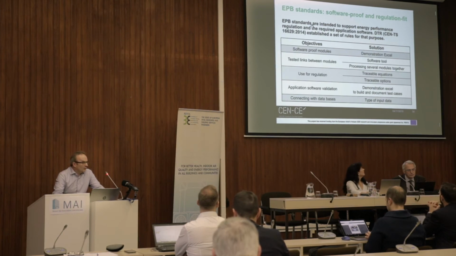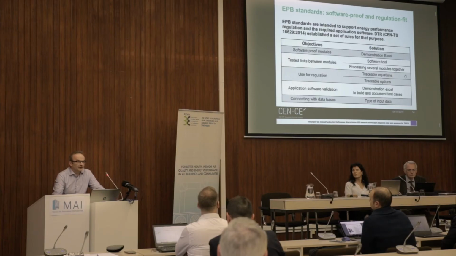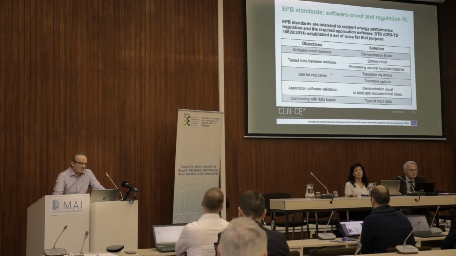EPB standards were designed thinking about these kinds of things, because of the objective: software-proof modules, for example, a demonstration Excel. Every standard should have a demonstration Excel, and testing of the link between modules, because you have to put together all modules. This is not trivial. And so we have a software tool, and now we are also able to process several modules together. You've seen an example before of the storage and the solar system.